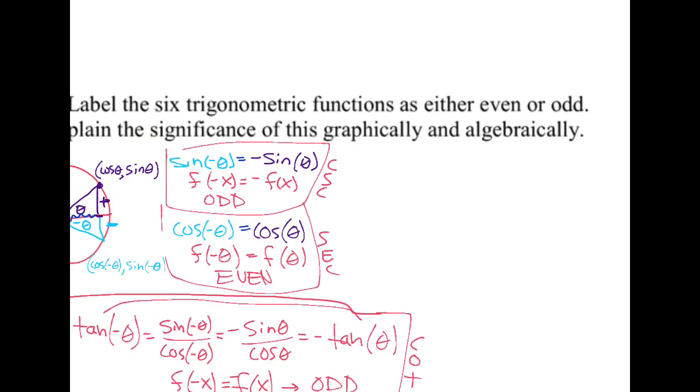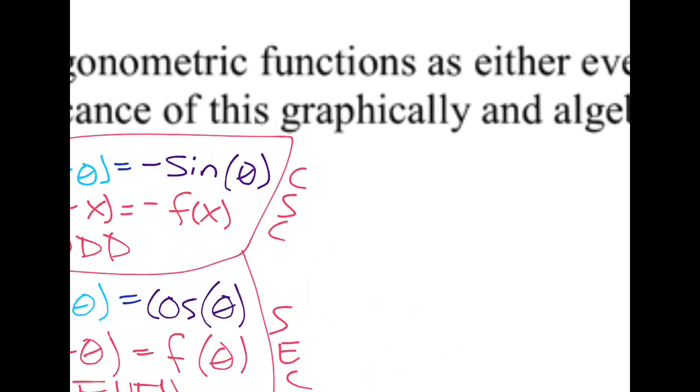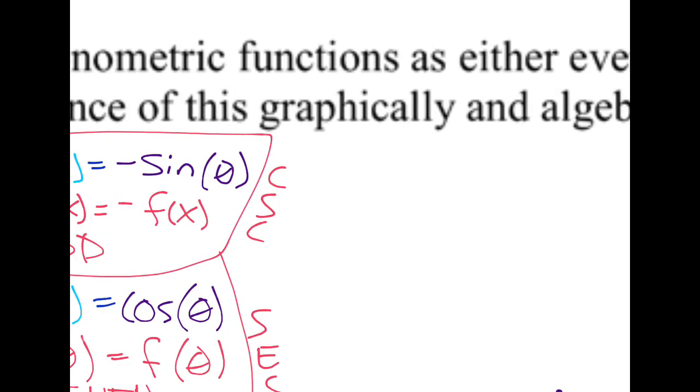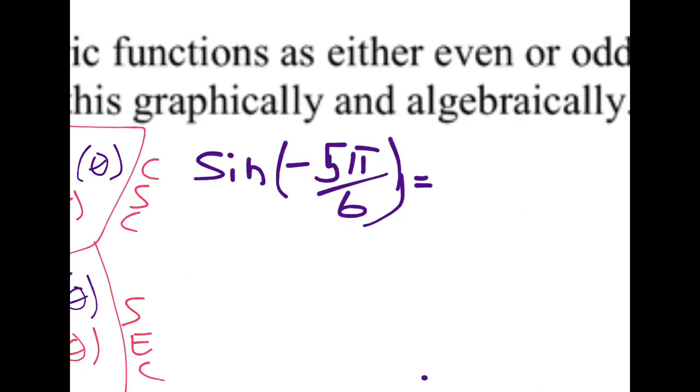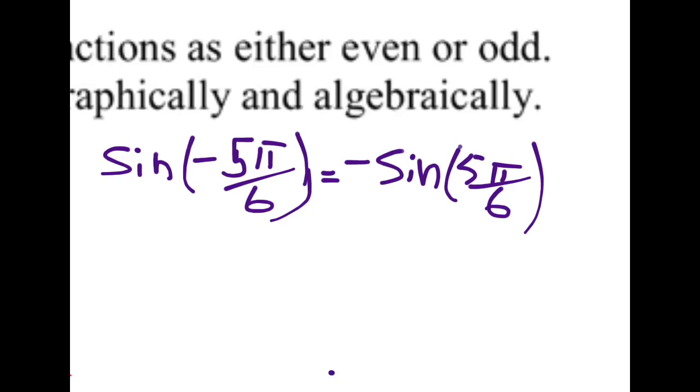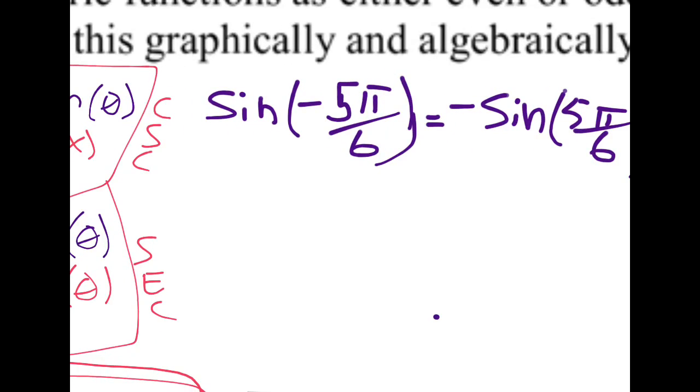So, for sine and tangent and cosecant and cotangent, odd functions, what it's saying algebraically is, say we're evaluating sine of, how about negative 5 pi over 6. Sine of negative 5 pi over 6 is going to be equivalent to negative sine of 5 pi over 6. And you could simplify it that way, same as if that was a tangent.